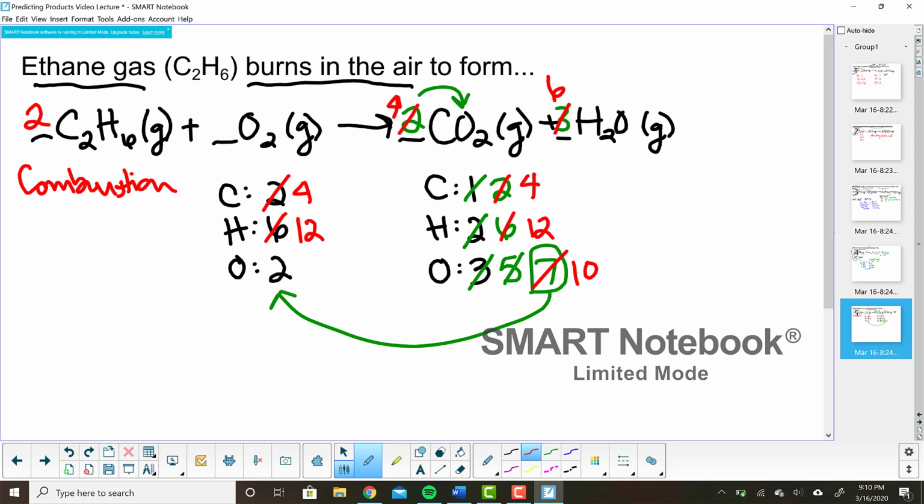I've officially addressed my carbons and hydrogens. I need to get back to the oxygens. I have 4 times 2, so that's 8. Then I have 6. 8 plus 6 equals 14. So I have 14 oxygens. To get 14 oxygens on the left, I would need to put a 7 in front of the O2. So it worked, guys. We just crushed that.